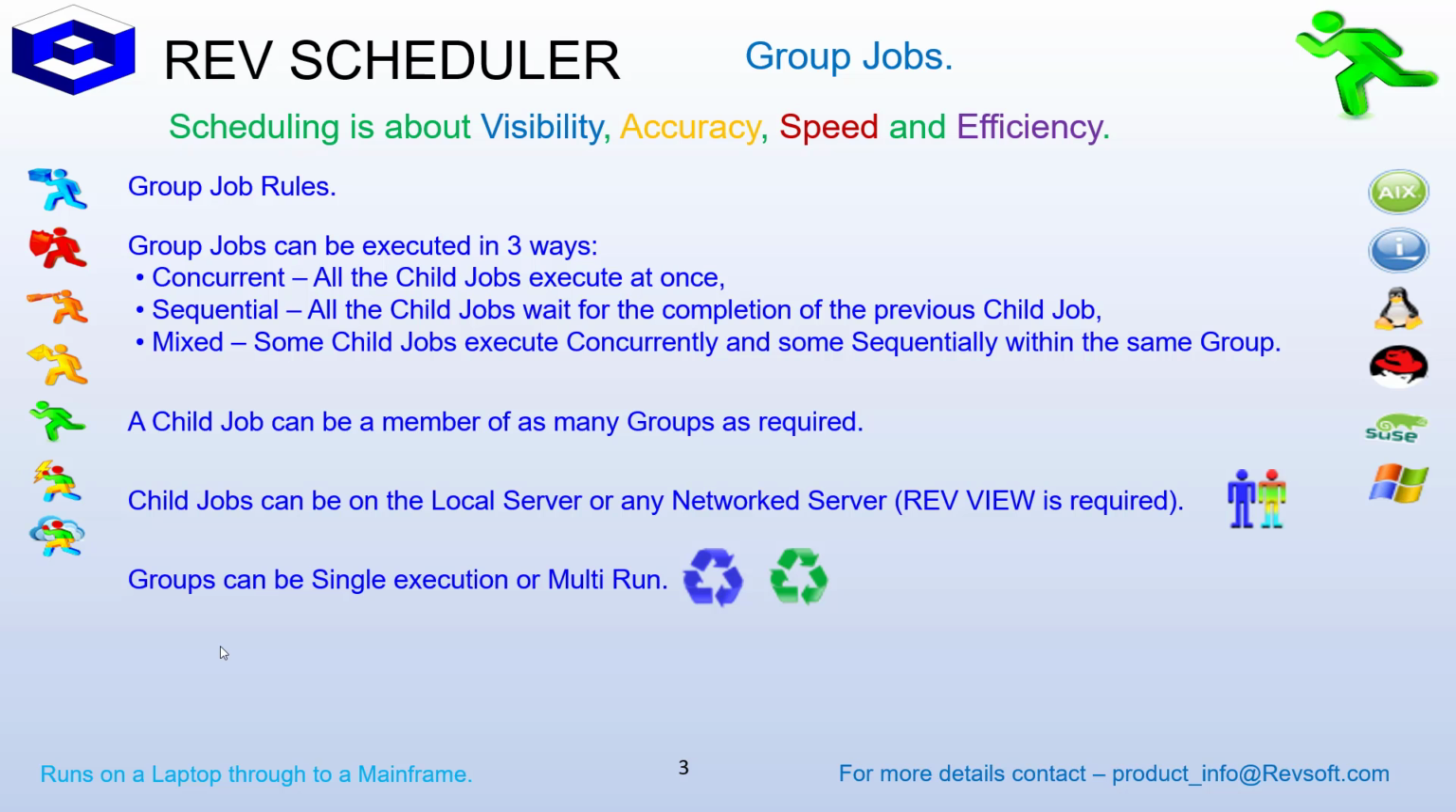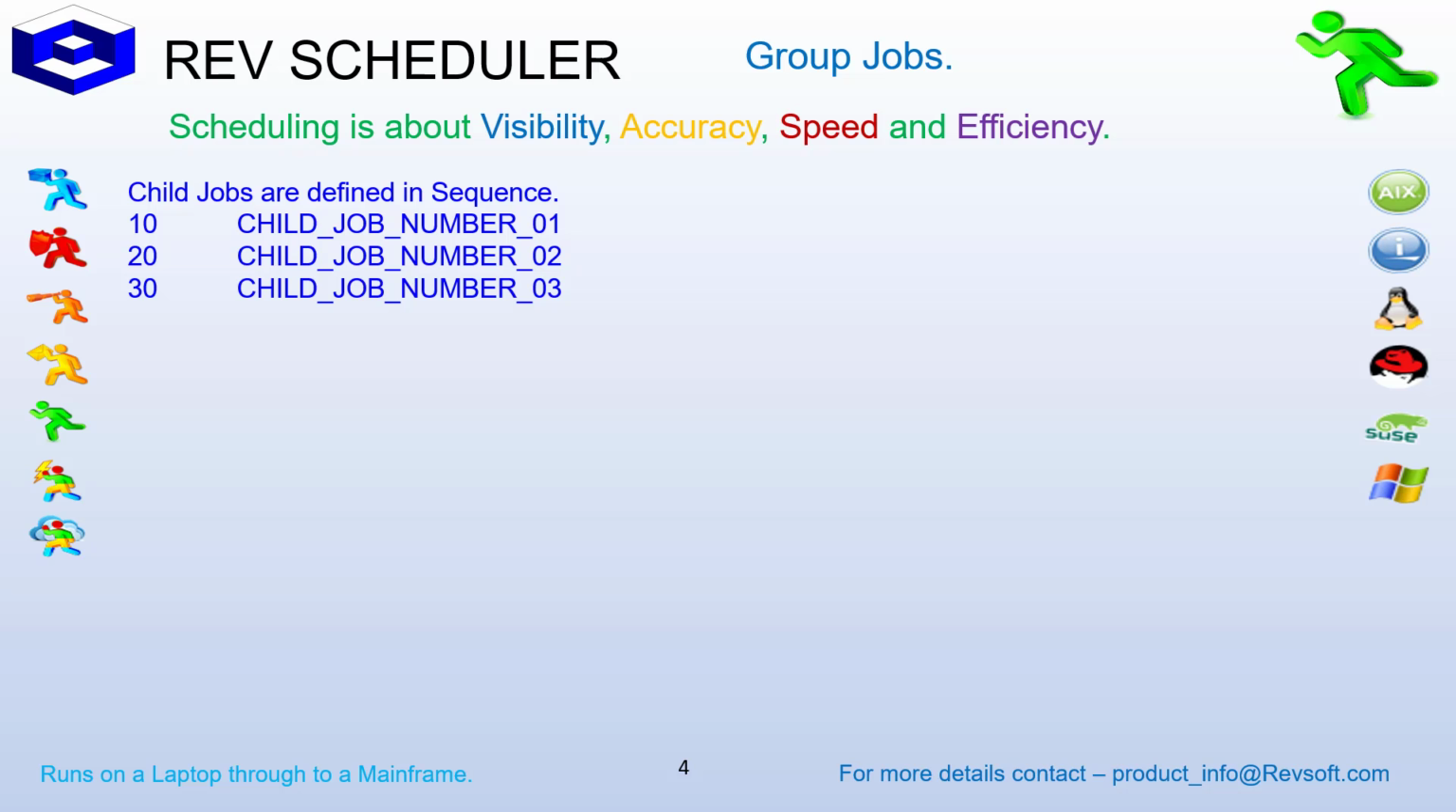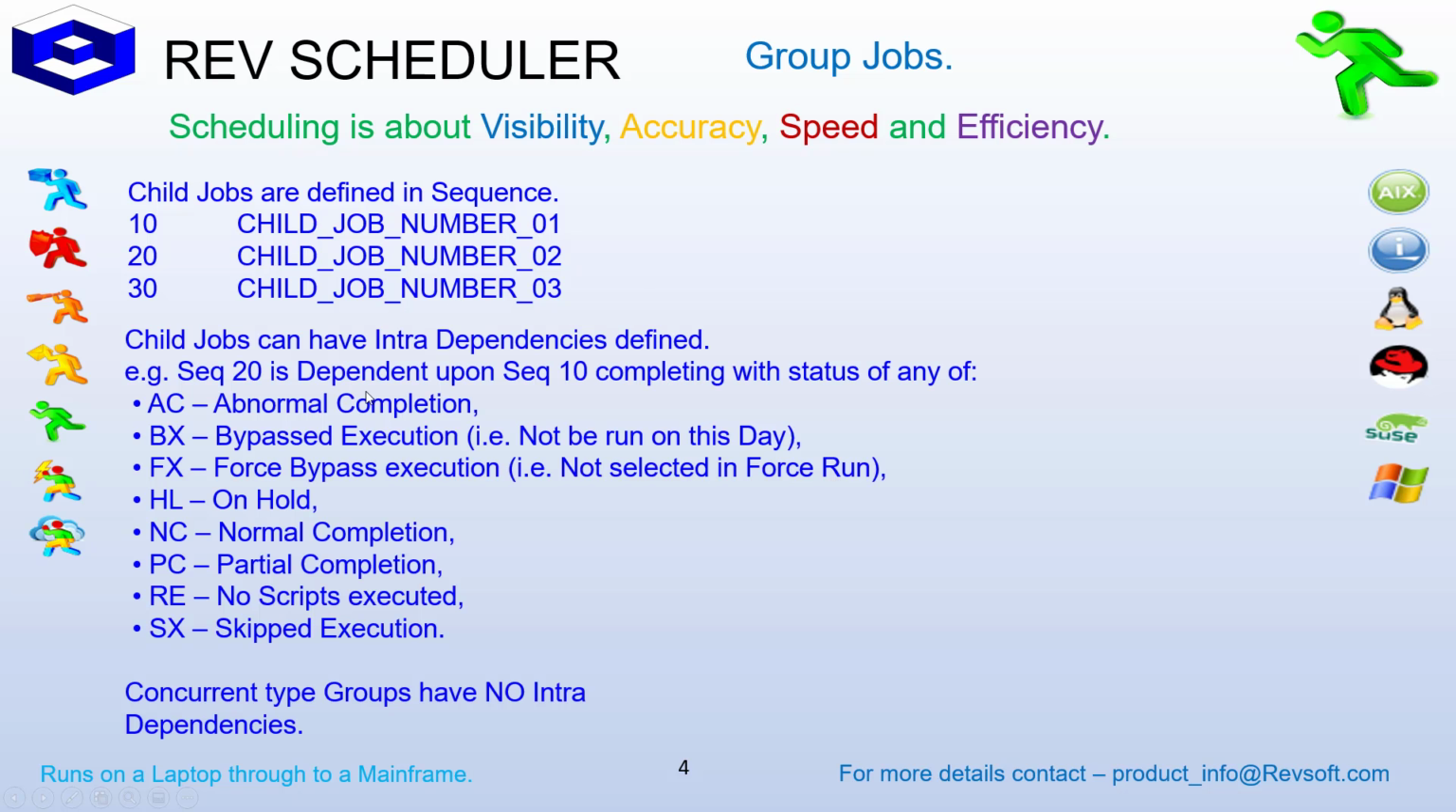Okay, I got the rules. How do we define the group jobs? Okay, they're defined using sequence numbers. So in this example, sequence 10 is child job number 1, sequence 20, child job number 2, sequence 30, child job number 3. Now, the point of difference between concurrent, sequential, and mixed type of group structures is the intradependencies, dependencies on group child jobs within this structure or the execution of this job.